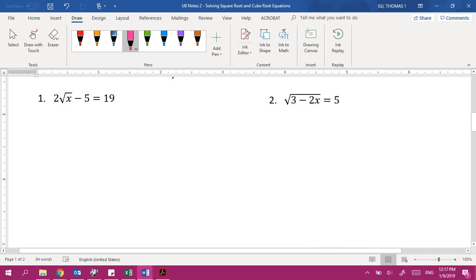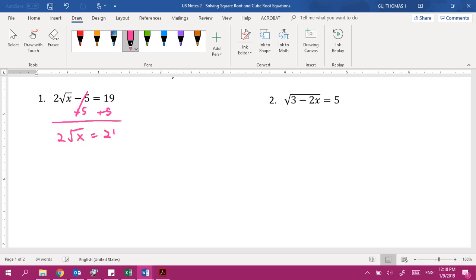So number 1, you have 2 square roots of x minus 5 equals 19. What would you do first here? Add 5, right, because addition, subtraction comes first. We add 5 to both sides. That leaves you with 2 square roots of x equals 24. What is next then? Times 2? It is already being times 2. So we divide by 2. You divide by 2, and that leaves you with square root of x equals 12.